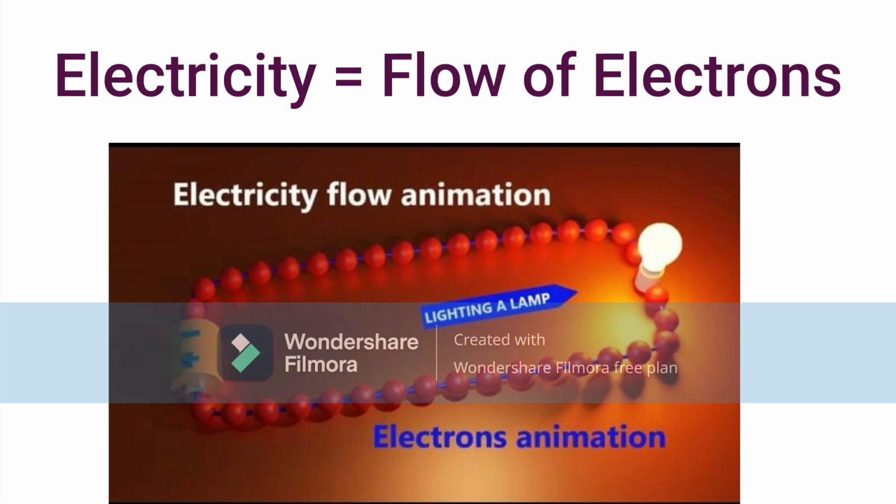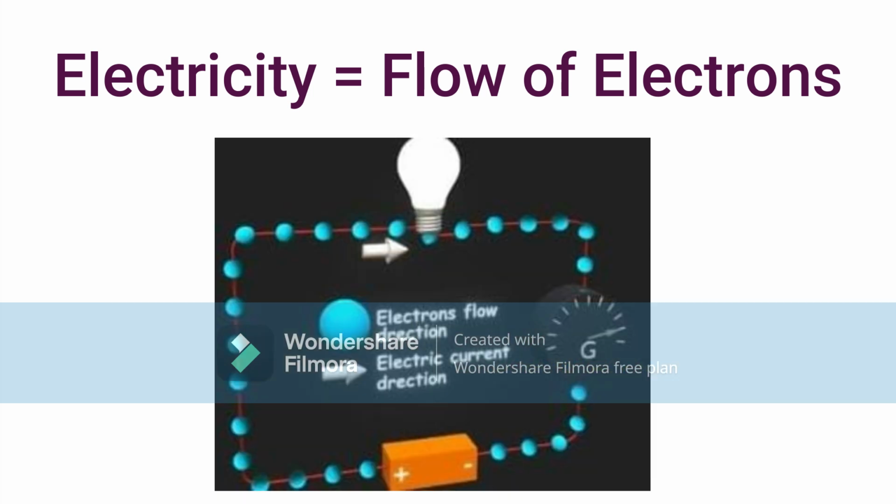Electricity is the flow of electric charges. In most electrical systems, these charges are called electrons. When electrons move through a material like a wire, electricity is produced. If electrons do not move, electricity does not exist. So, we can say that electricity is equal to flow of electrons.